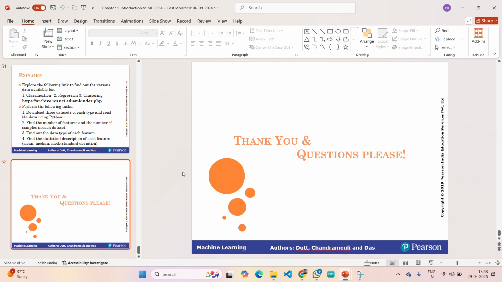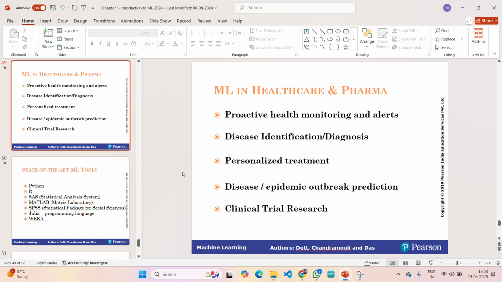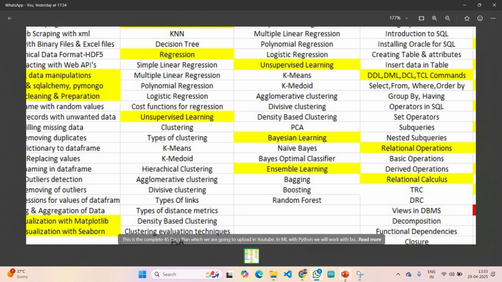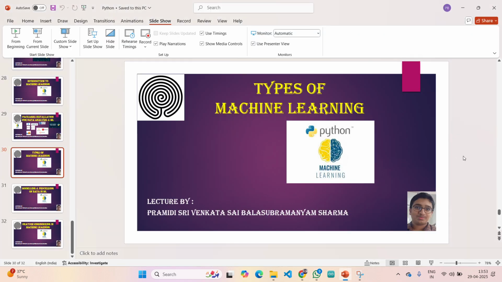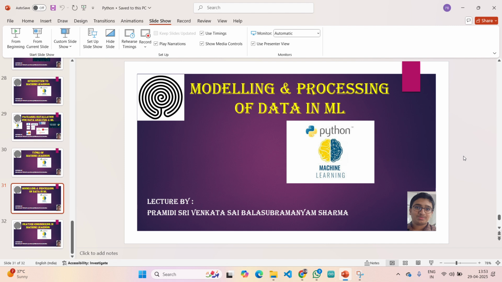These are the ML applications and all which we have already discussed. And that's it for this session. And in the next lecture, we are going to see modeling and processing of data in ML.